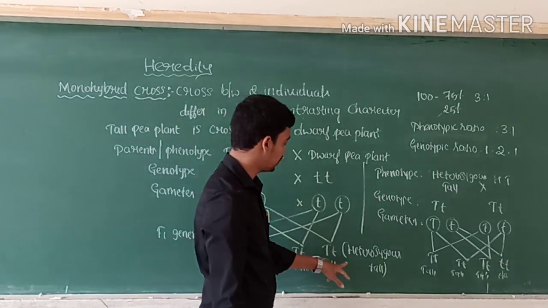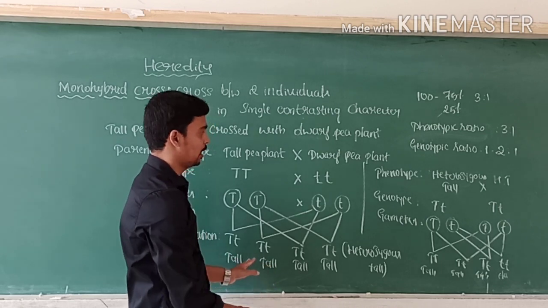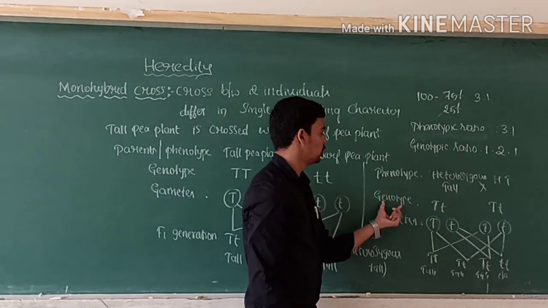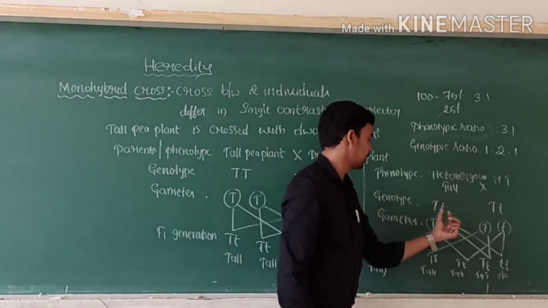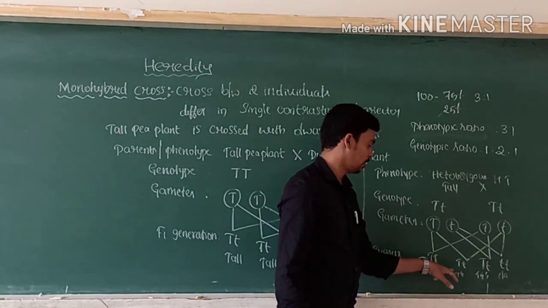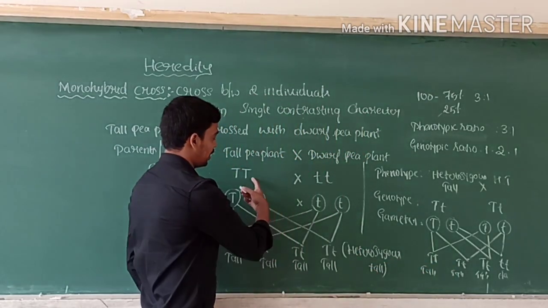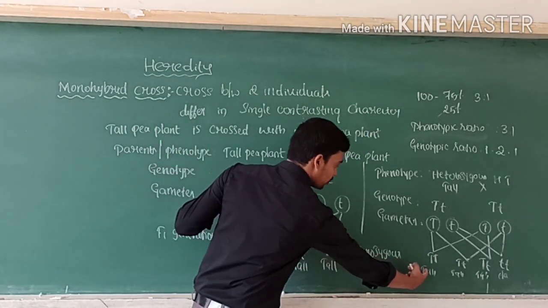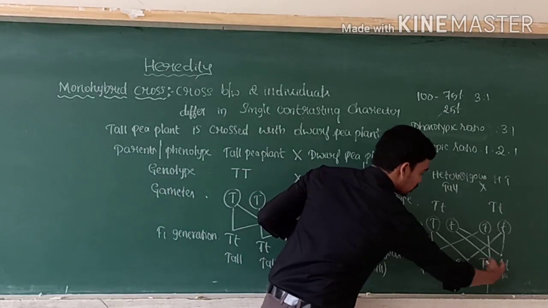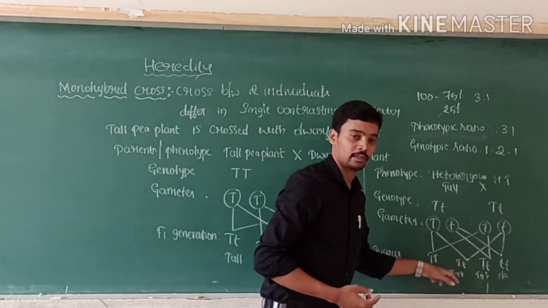But when a cross is made between these plants, self-pollination within these plants gives you a genotype like this, capital T and small t. Next you get the gametes, and then you get F2 progenies. In the F2 progenies, you get both the parental characters, that is capital T as well as small t and small t. Both tall and dwarf you get. In addition to that, you get an intermediate character.